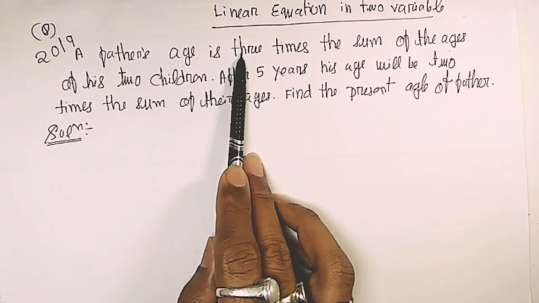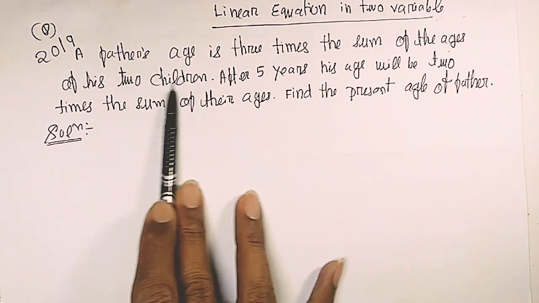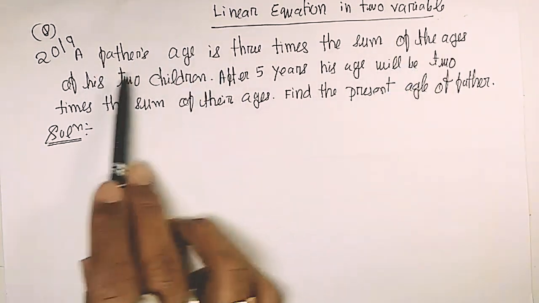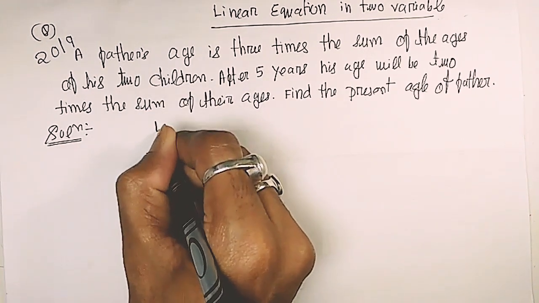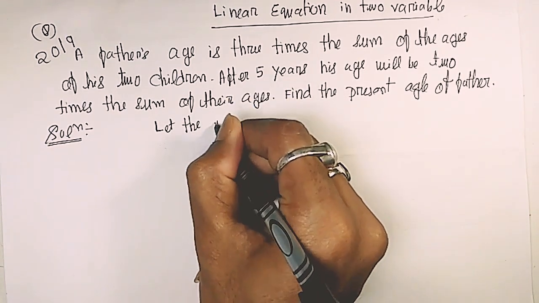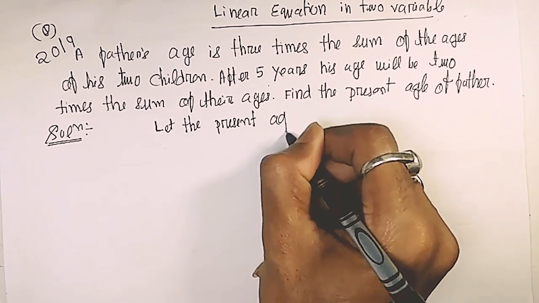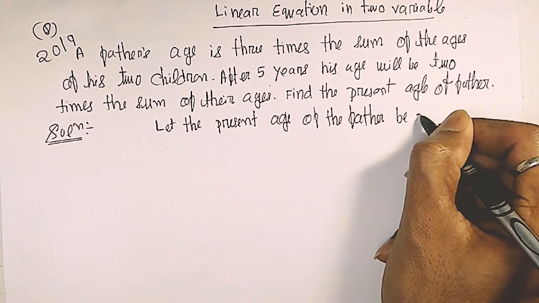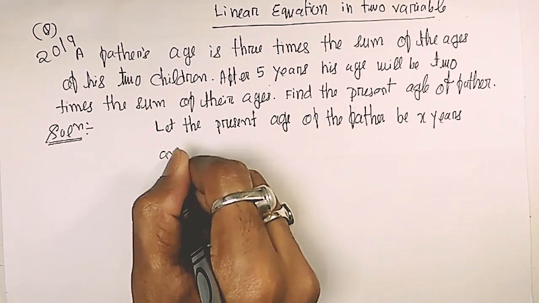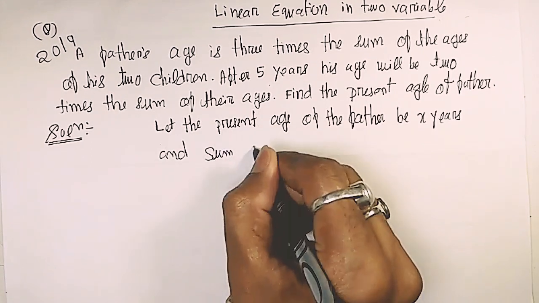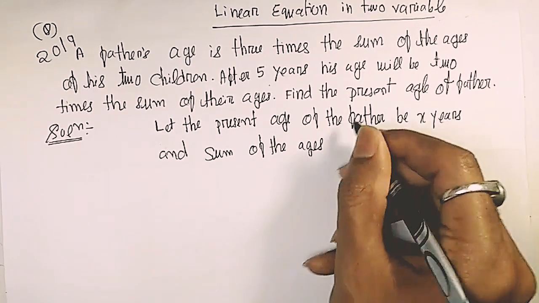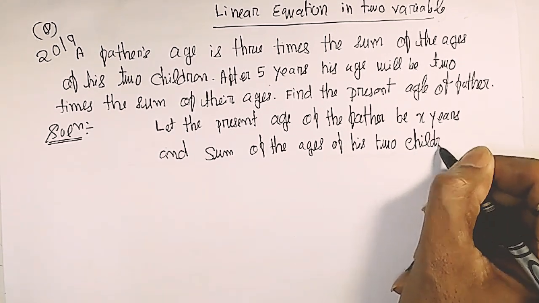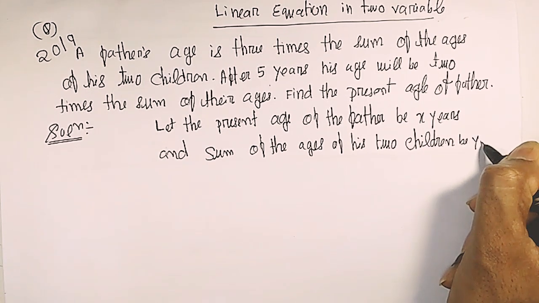A father's age is 3 times the sum of the ages of his 2 children. So first of all, we should assume the age of the father and the sum of the ages of his 2 children. So let the present age of the father be x years, and the sum of the ages of his 2 children be y years.